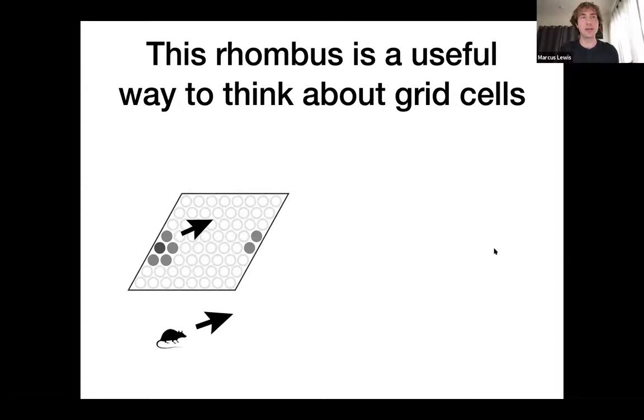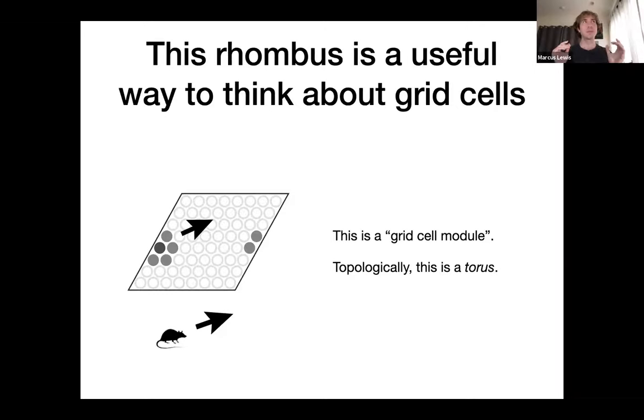So the term for this set of cells that has the same grid is a grid cell module. Also, you'll hear people talk about it as a torus. Topologically, this is a torus. Sometimes when people hear the word torus, they picture a donut, which is right, I guess. But for me, that mental image doesn't work as well.